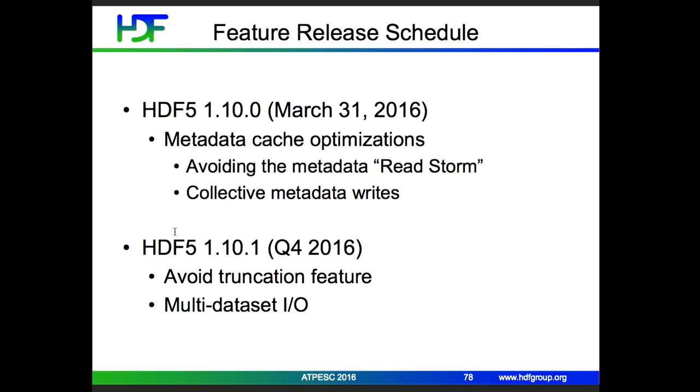For example, the feature to avoid collective metadata reads came out in the 1.10.0 release in March, and the collective metadata writes were included as well. We expect the avoid truncation feature and the multi-dataset I/O to come in 1.10.1. For the avoid truncation feature, one thing to say is some of these things can be brought back into the 1.8 release.